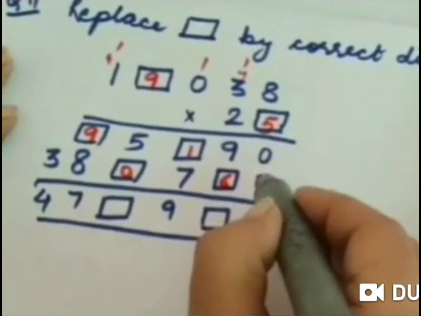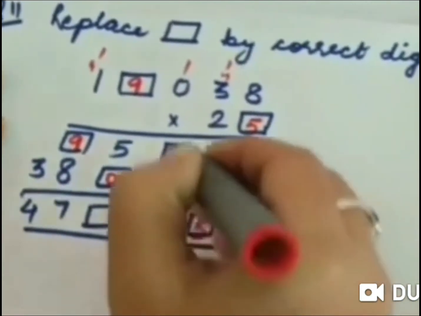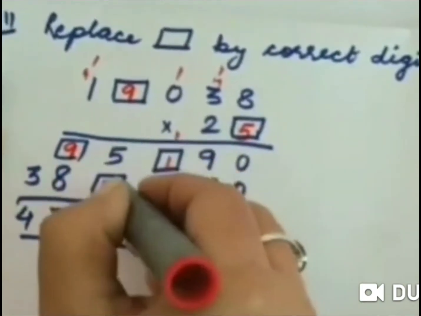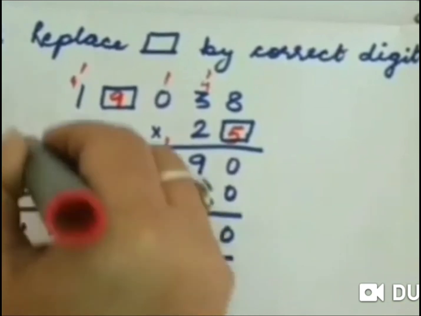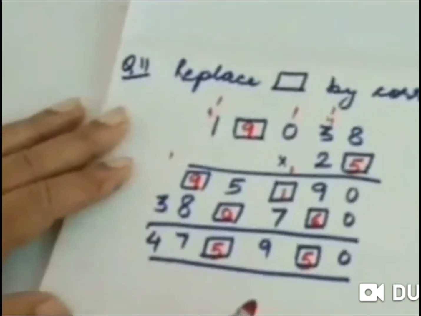Now adding all the numbers, 0 0 makes it 0, 9 plus 6 is 15, 5 here, 1 carry, 1 and 1, 2, 2 plus 7, 9, correct? 5 plus 0 is 5, 9 and 8 add up to 17, 7 here, 1 carry, 3 plus 1 is 4. So this is how we can fill the blank spaces.